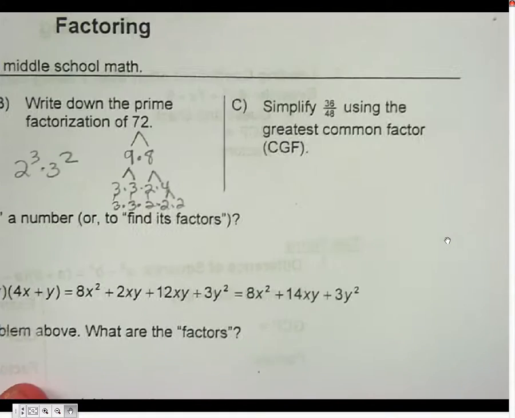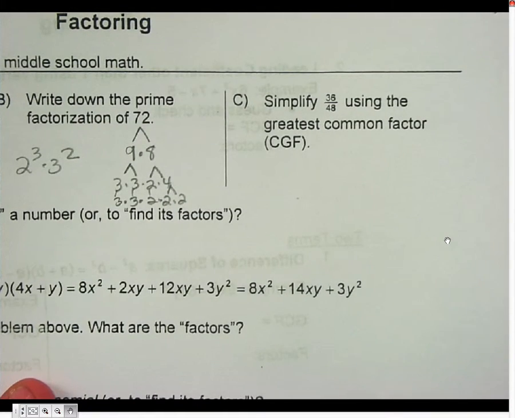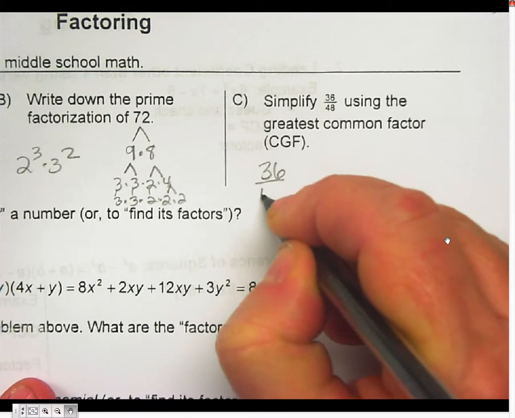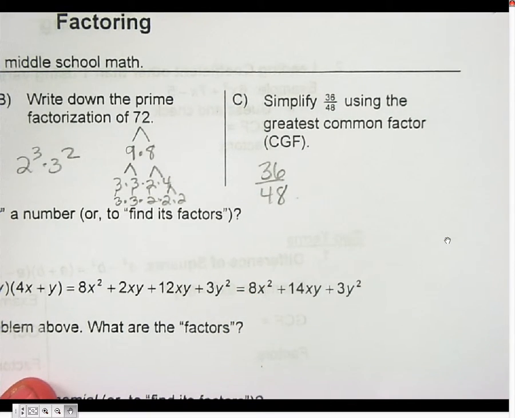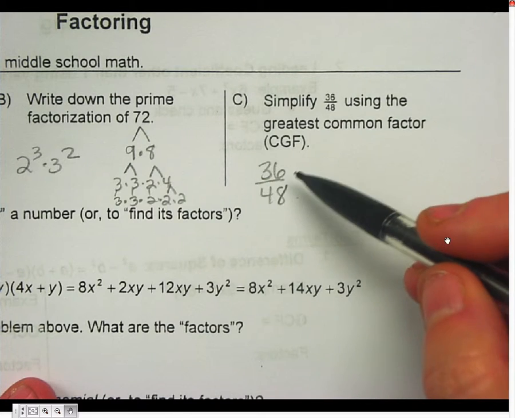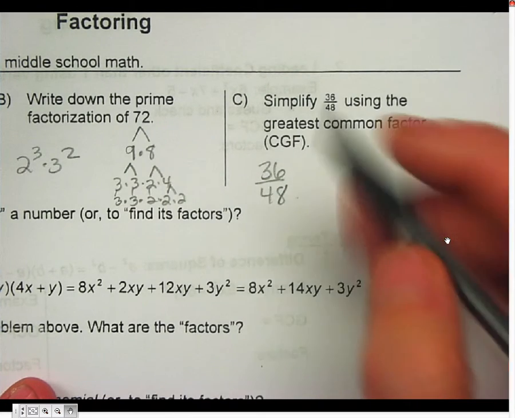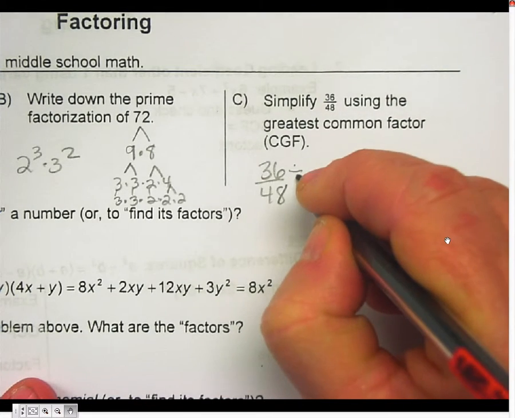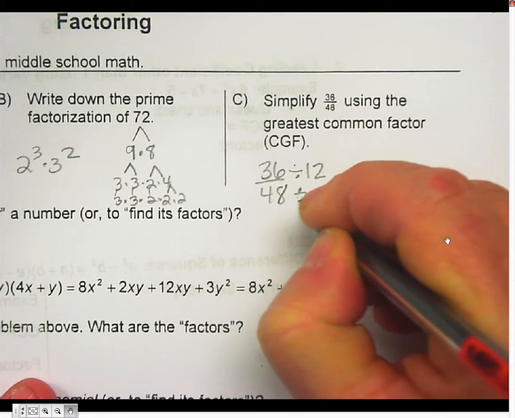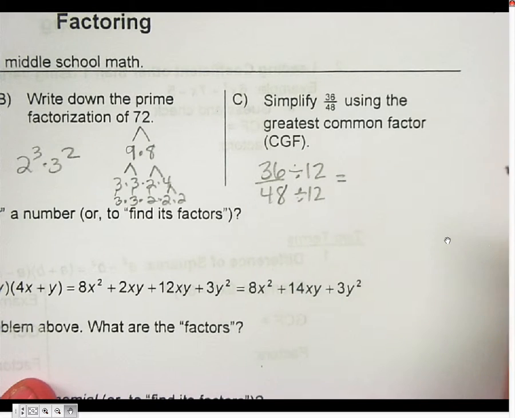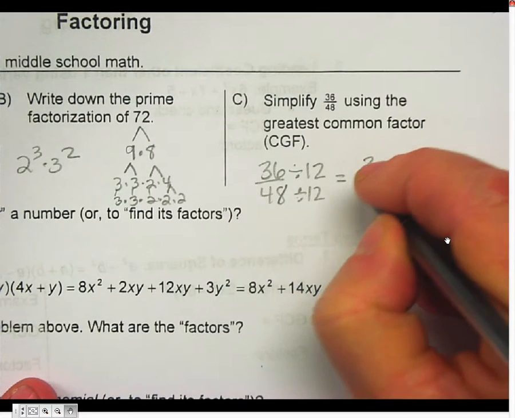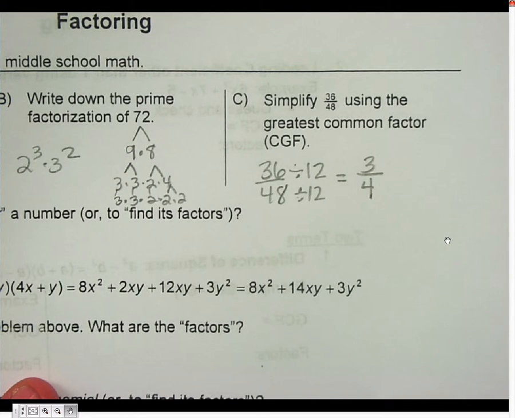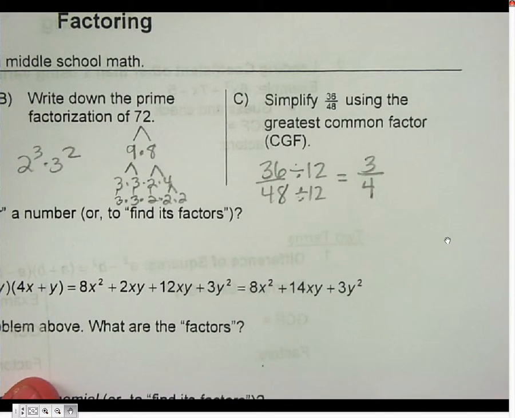Okay, now we can use the greatest common factor to simplify 36 divided by 48. So we're looking for the greatest number that will do what? Go into both. So what is the greatest number that goes into both? 12. So divide the top by 12 and the bottom by 12. What's 36 divided by 12? 3. And 48 divided by 12? 4. Is that reduced all the way? Yeah. So 12 was the greatest common factor, wasn't it?